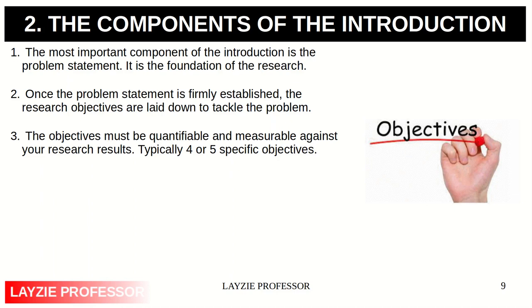Typically you may have 4 or 5 specific objectives, depending on the level of study where you are, whether you are at the first degree level, the master's degree level, or even the PhD level. But the higher you go in level, the more objectives you'll be required to have. All these objectives must be things we can measure.